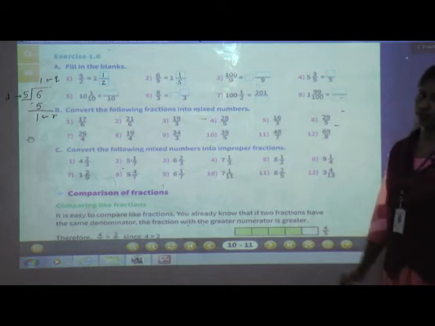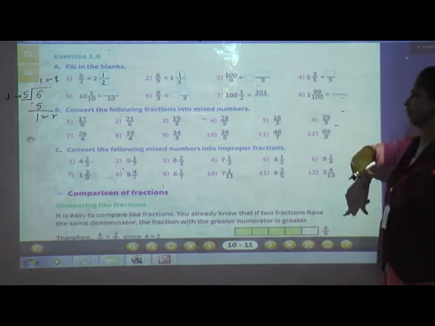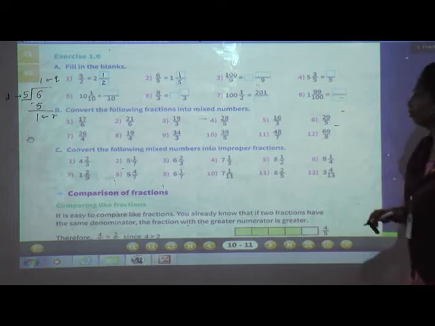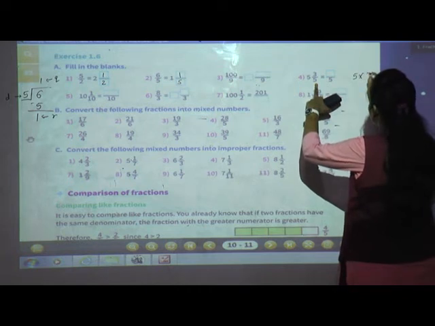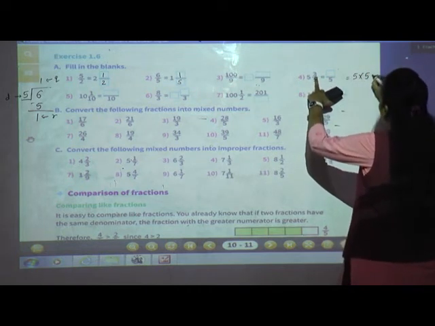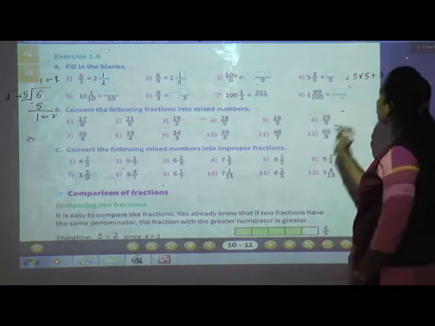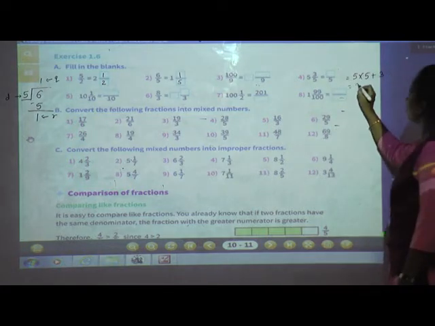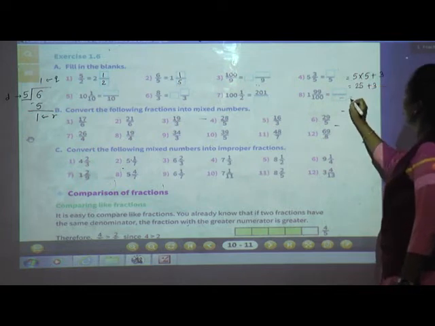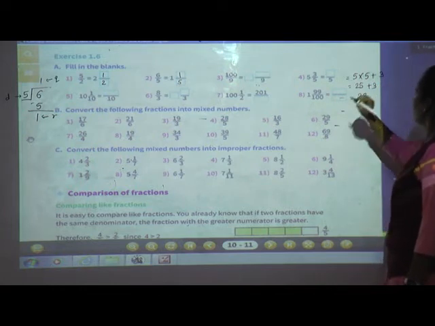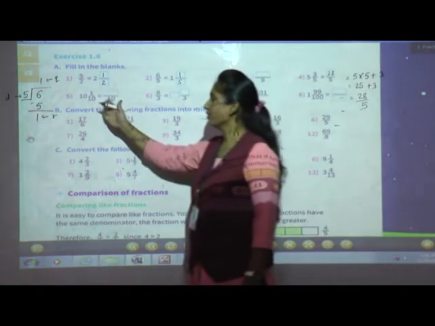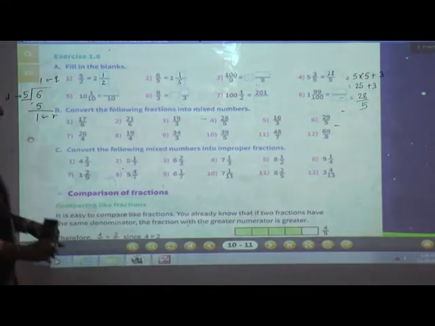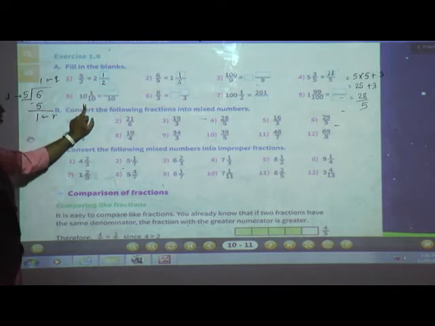Now see this example. Now they have given mixed fractions. Now we need to convert into an improper fraction. Now in this case what we have to do? We have to multiply the whole number with the denominator, that is 5 multiplied by 5, and after that we need to add the numerator 3. So 5 fives are 25 plus 3, 28 divided by 5. So here what will come? 28. Clear? Yes.